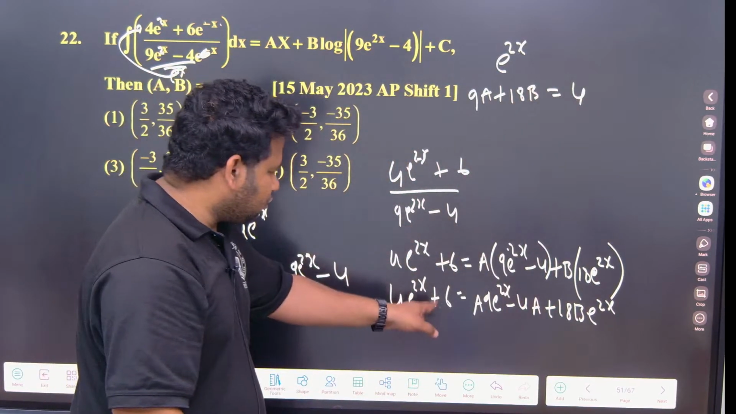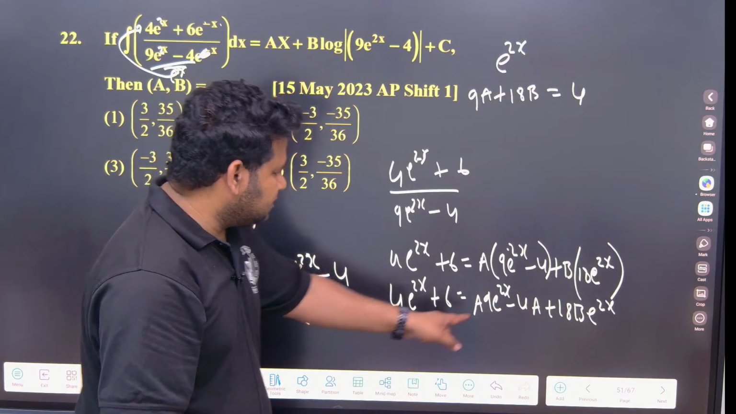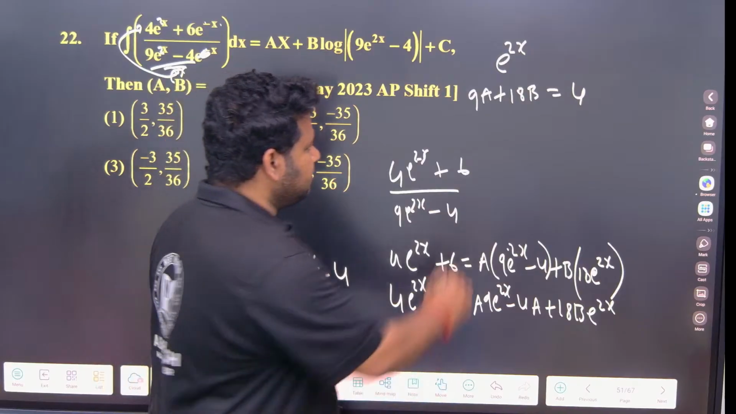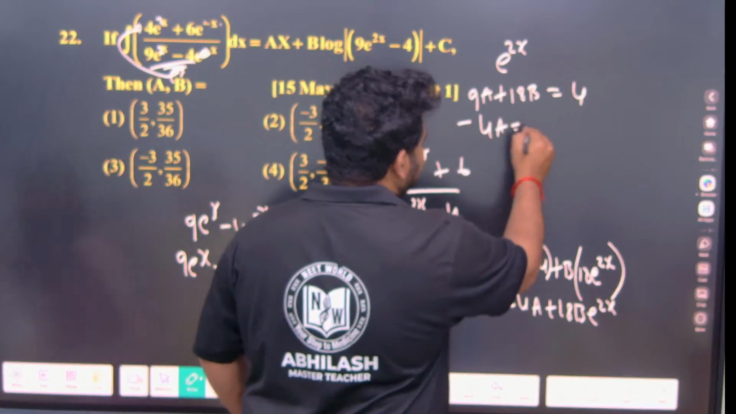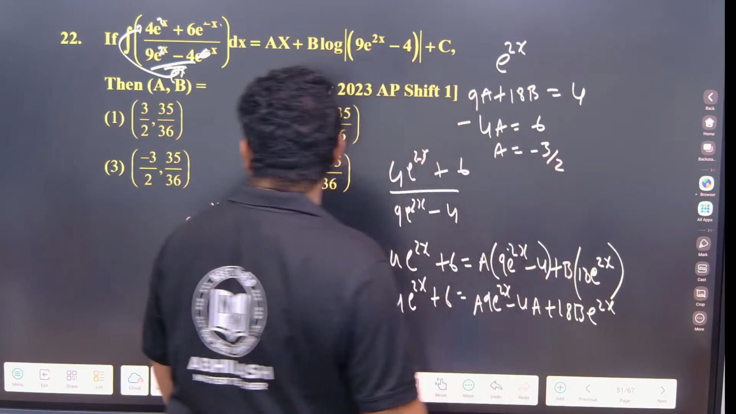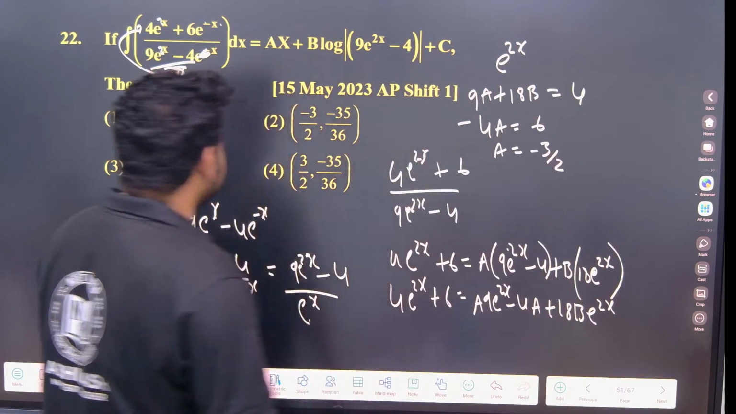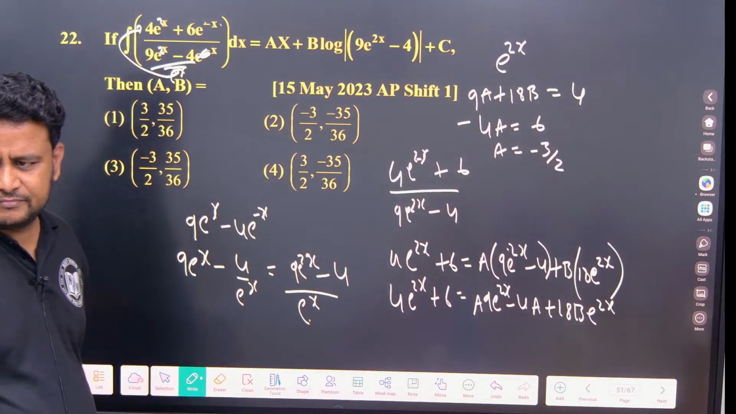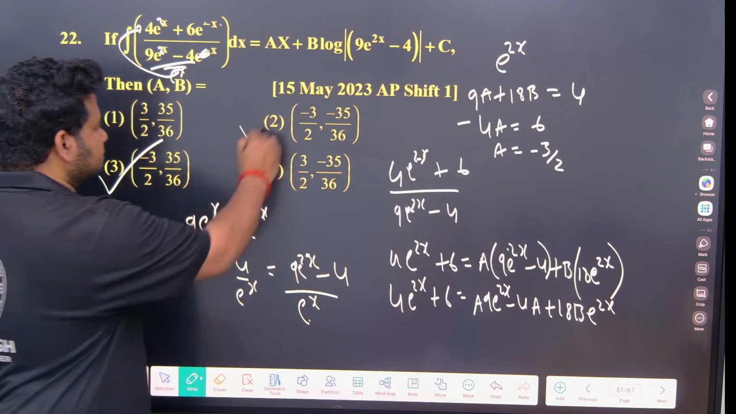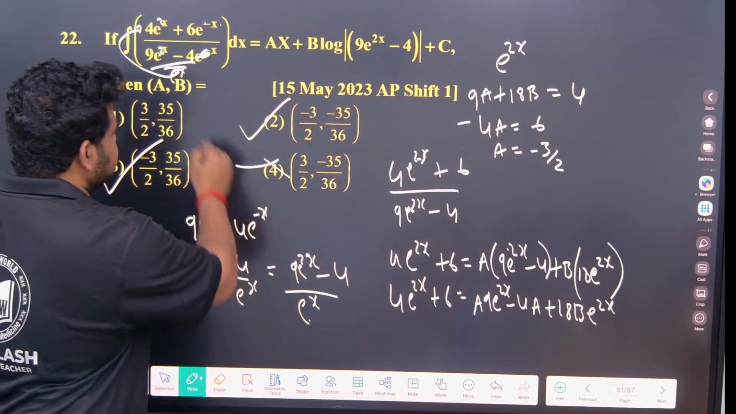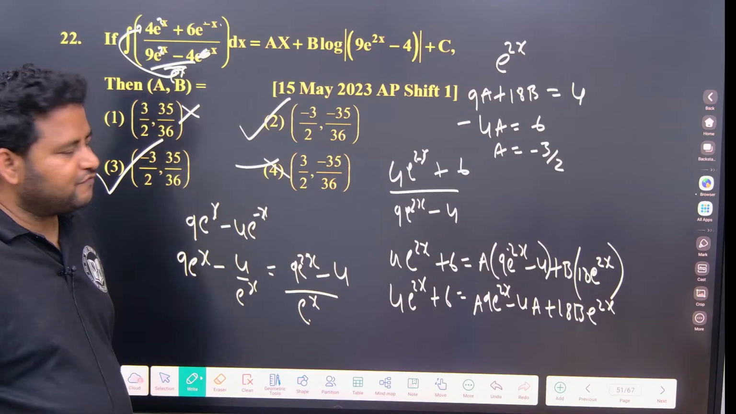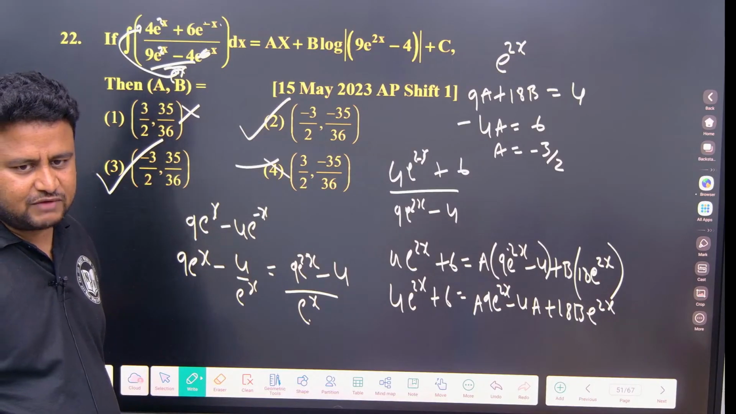If you look at the constant value, it is 6. So minus 4a is equal to 6. So a is equal to minus 3 by 2. Which option has a equal to minus 3 by 2? This is there and this is also there. Correct? That means these two options are eliminated. Now I have to look for the value of b.